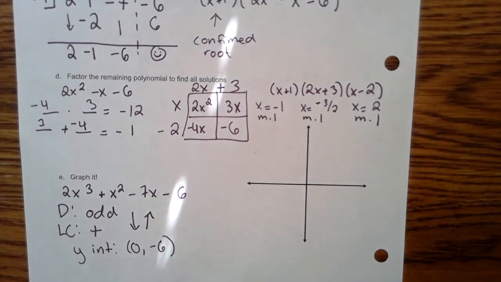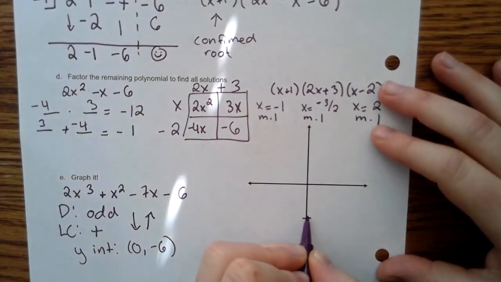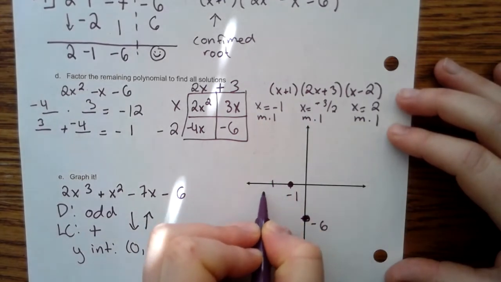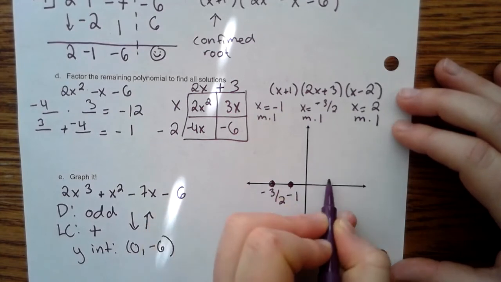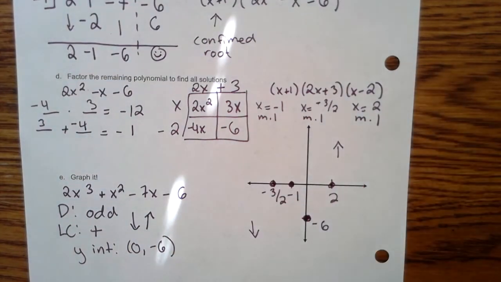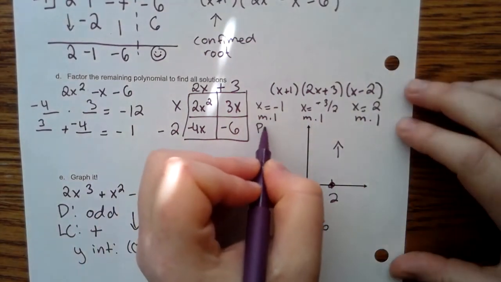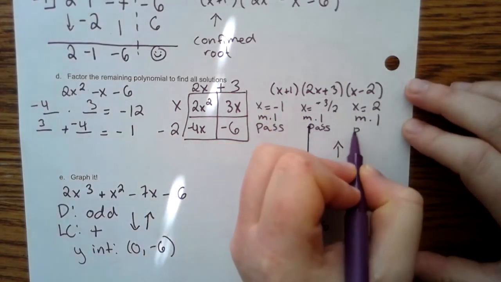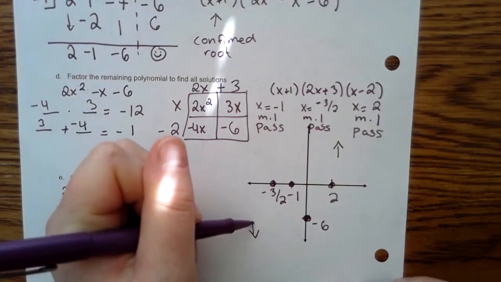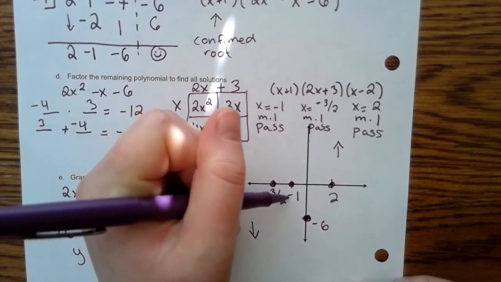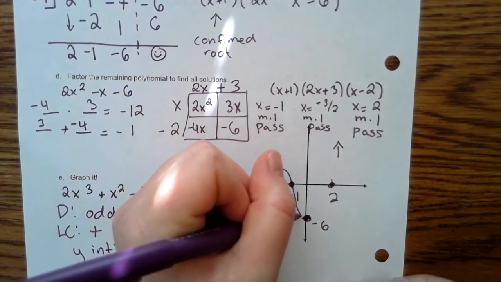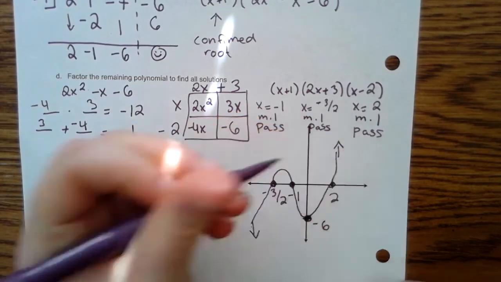Okay, so step 1, I'm going to plot all my intercepts. So I know I'm going to have a dot on -6. I know I'm going to have a dot on -1. -3/2 will be really close. And then +2. I know I'm down, up. All my multiplicities are 1. So these are all going to be pass through. Pass, pass, pass. Sometimes I sketch it lightly. So I'm going to go up, through, up, down, up. Pass, pass, pass. And there you go.